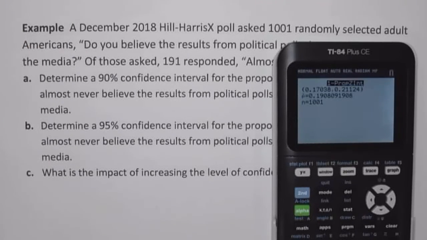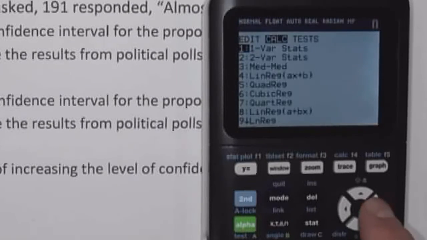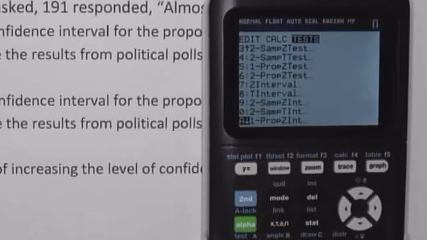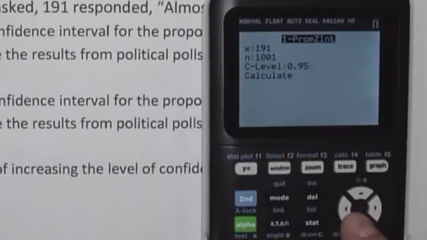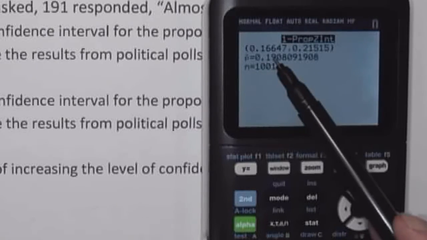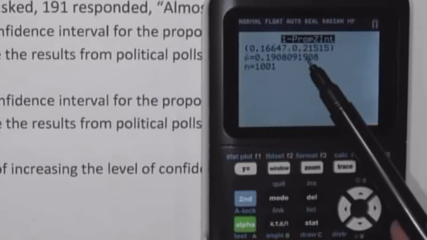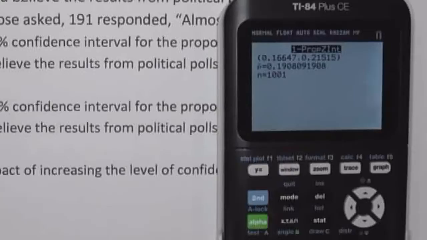If we want to do the 95% confidence, then we just go back to Stat and Tests and back down to our 1 prop Z interval. And we already have the 191 and the 1,001 here. We just change our level of confidence to be 0.95 and recalculate. And so we get 0.1665 if we round to 4 places, to 0.2152 if we round to 4 places.